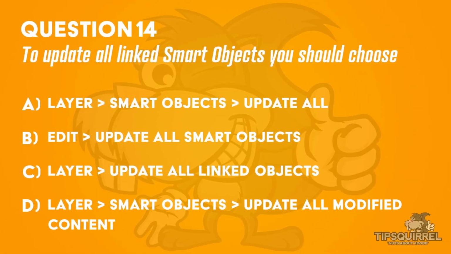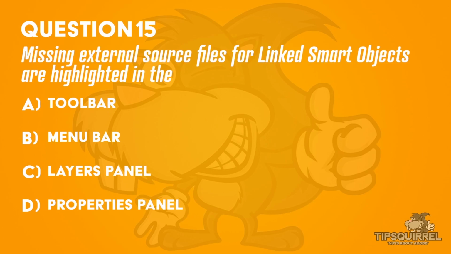Question number 14. To update all linked smart objects, you should choose A, layer smart objects update all, or is it B, edit update all smart objects, C, layer update all linked objects, or D, layer smart objects update all modified content. Question number 15. Missing external source files for linked smart objects are highlighted in the A, toolbar, B, menu bar, C, layers panel, or D, properties panel.